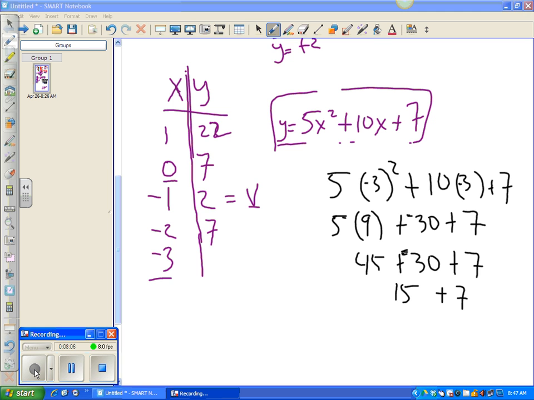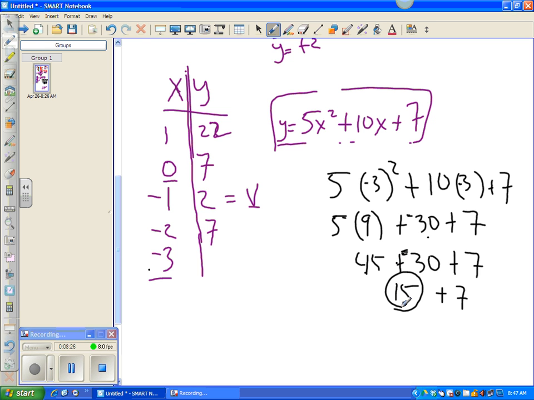A negative 3 squared, because you plugged in a negative 3 from here, is 9. 9 times 5 is 45. 10 times a negative 3 gives me a negative 30. And plus 7, bring down the 7. Now 45 plus a negative 30 plus 7. 45 plus a negative 30 gives me 15, plus 7 gives me 22, and voila, the symmetry of the parabola has been accomplished.